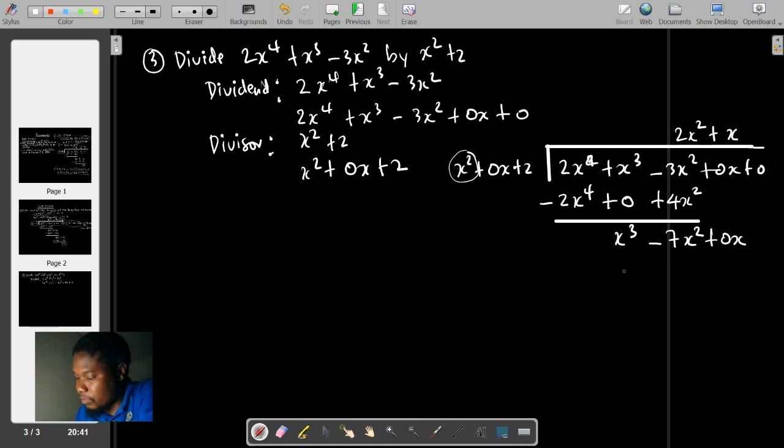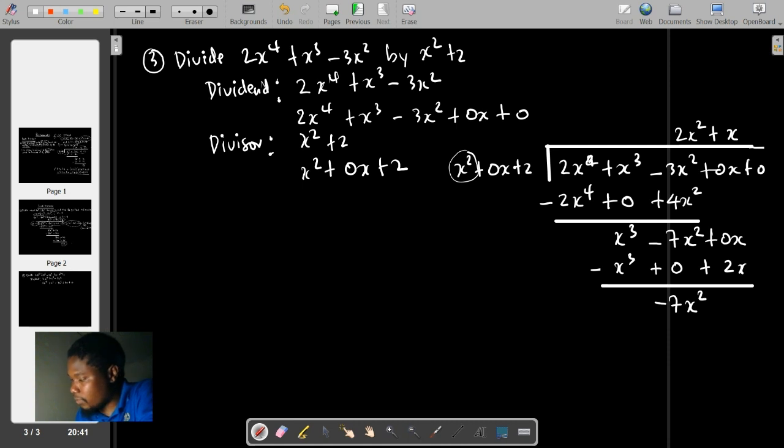x times x squared is x to the power 3. x times 0x is plus 0. x times 2 is plus 2x. We subtract. x to the power 3 minus x to the power 3 is 0. Negative 7x squared minus 0 is negative 7x squared. Then 0x minus positive 2x is minus 2x. And then we drop down a 0 there.